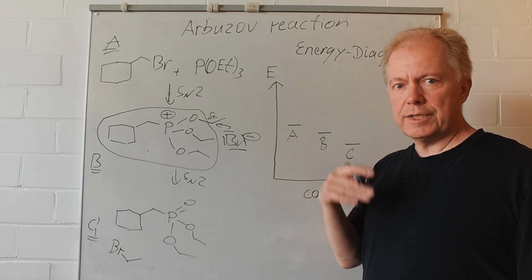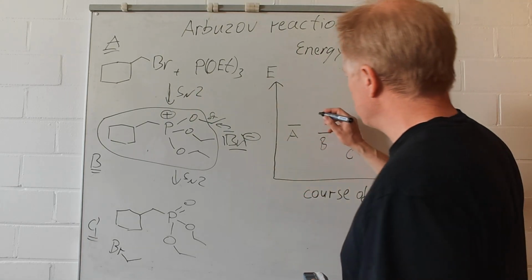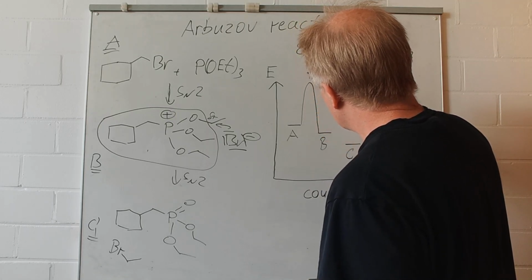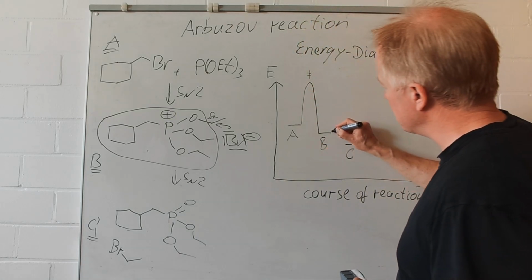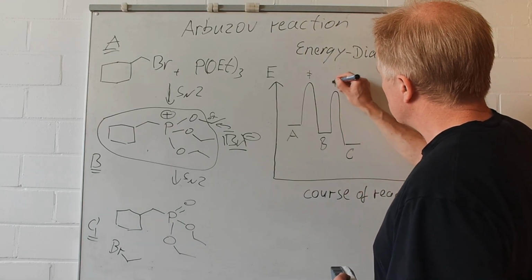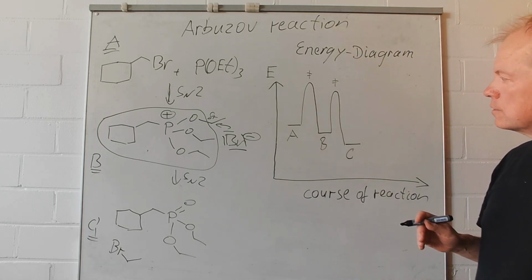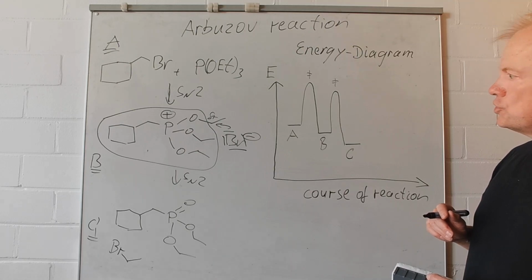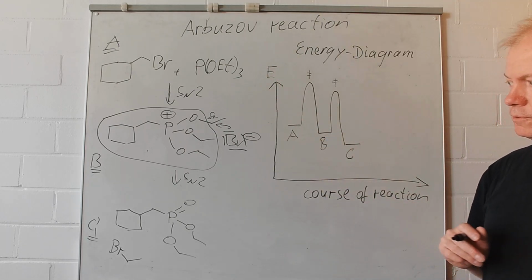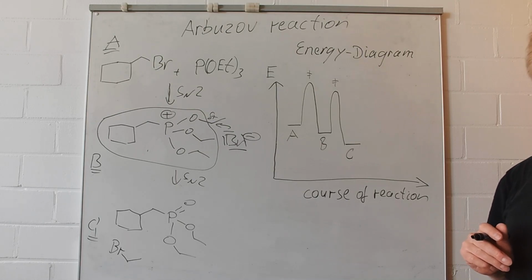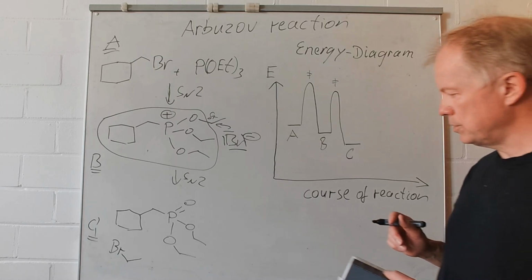An SN2 reaction takes place via a transition state. First transition state, second transition state, and this is an appropriate energy diagram for this mechanistic scheme. Let us go on with a second example.